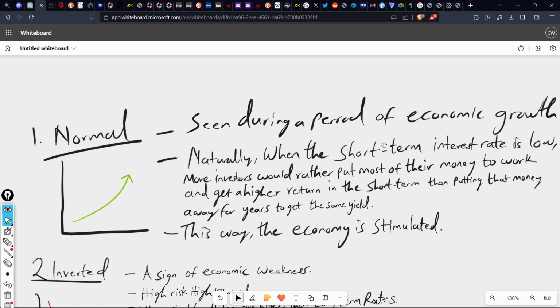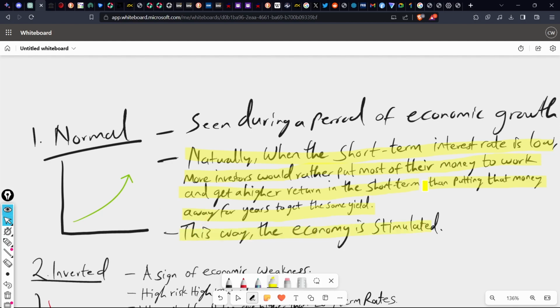Naturally, when the short-term interest rate is low, more investors would rather put most of their money to work into the economy and get a higher return in the short term than put that money away for years to get the same yield, or put it away for the same short period of time, like a few months, and get a yield that is close to zero. In the normal yield curve scenarios you have seen, this way the economy is stimulated.